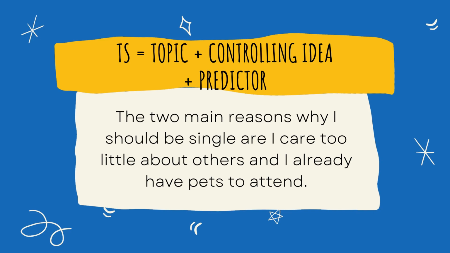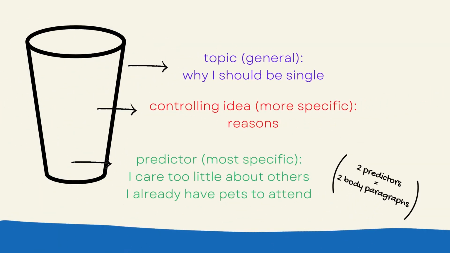Now, this is an example of a thesis statement with a formula of topic plus controlling idea plus predictors. So, I'm sure you can guess which ones are the predictors. Exactly. The predictors are the first one, I care too little about others, and the second one, I already have plans to attend.